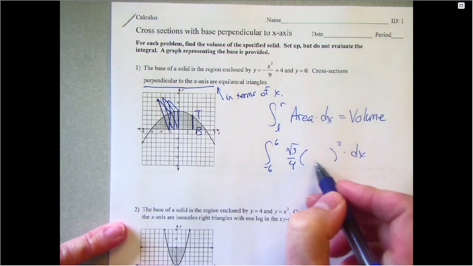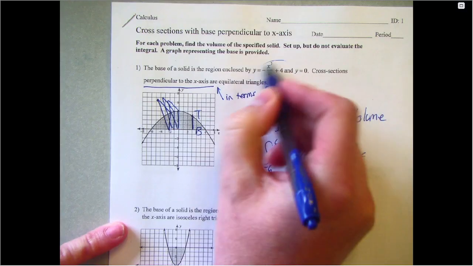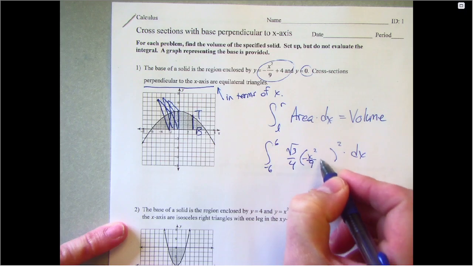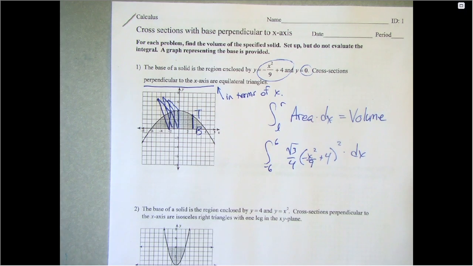So this in here would go top minus bottom, which is this guy minus 0. So it's really just negative x squared over 9 plus 4. And that's the setup, and if you type that in, you would get the volume of the shape that it's created.